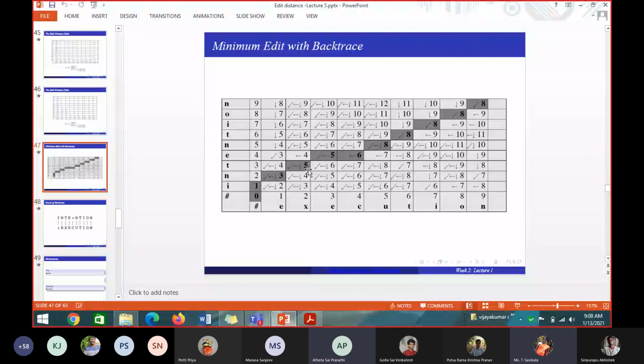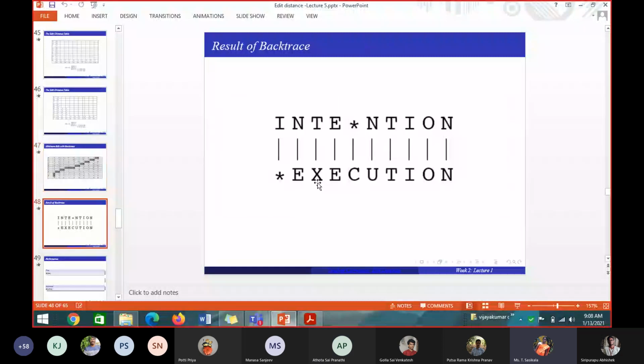T. What is the value here on the x-axis? For T, which is the box highlighted? 5. So the corresponding output value is X. T in the input string has the corresponding output X. That's why I have given C. For E, can you tell me which is the box highlighted?